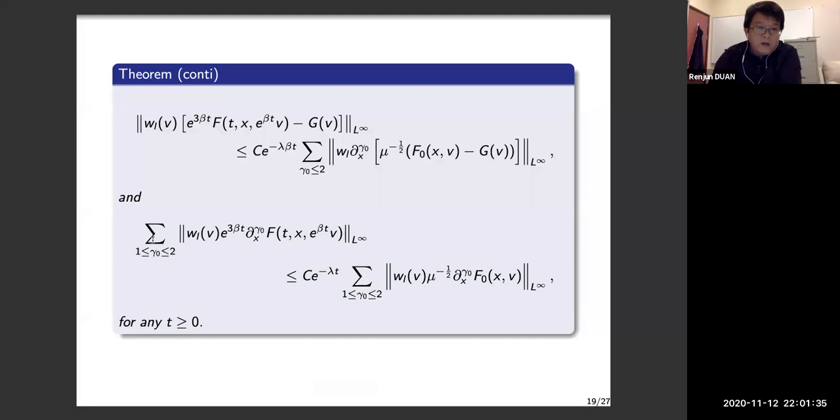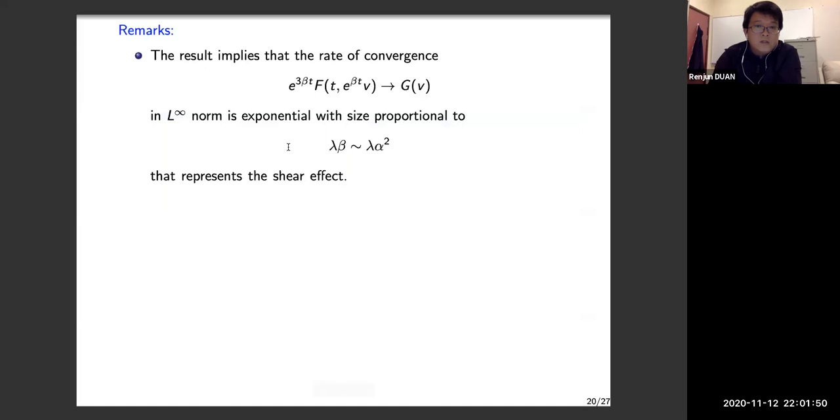In order to get a rate, we have to put additional exponential decay in velocity. And also, if we take a derivative, then the only difference is the decay rate is still exponential, but the size will be unit one, so independent of alpha. Just a few remarks. This result immediately implies the convergence of the original spatially homogeneous time-dependent function f in this self-similar formulation to the stationary self-similar profile capital G. And beta is actually alpha squared, I already explained to you. That's the shear effect, we think.